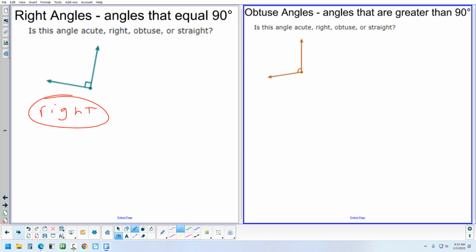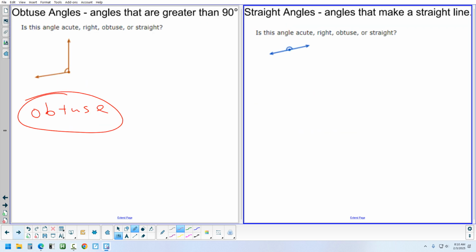Okay. How about that one that's that brownish color? What kind of angle is that one? That one's obtuse. How come it's obtuse? Because it's over 90 degrees. Yeah, because it's more than 90 degrees. And how about the blue one? Straight. That's a straight angle because it makes a perfectly straight line. Okay, that one's easy to remember. Straight line, straight angle. All right. Any question on those 4 terms?